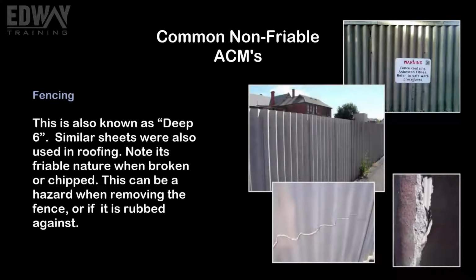Fencing. This is also known as deep six. Similar sheets were also used in roofing. Note its friable nature when broken or chipped. This can be hazardous when removing the fence or if it's rubbed against.